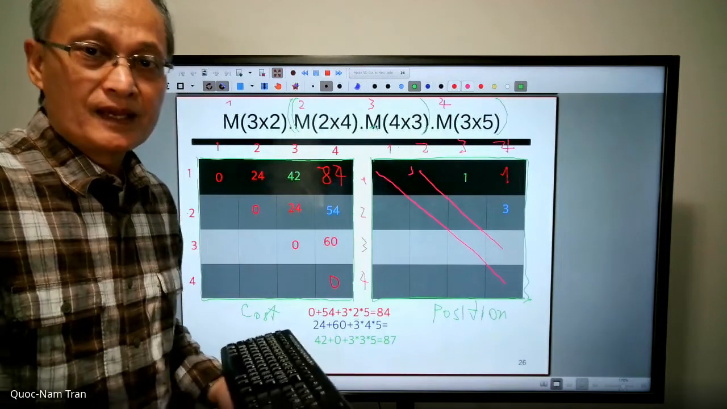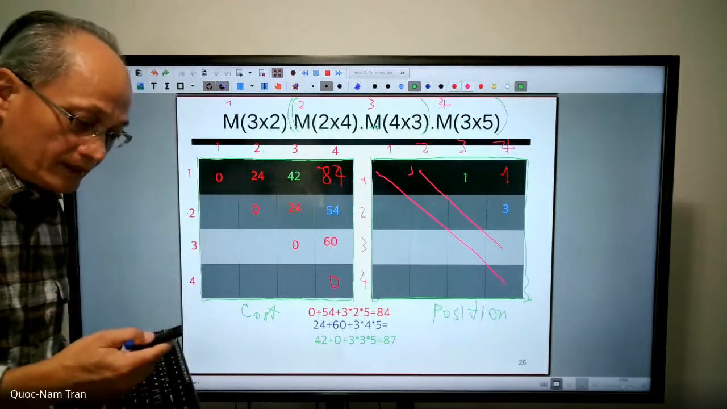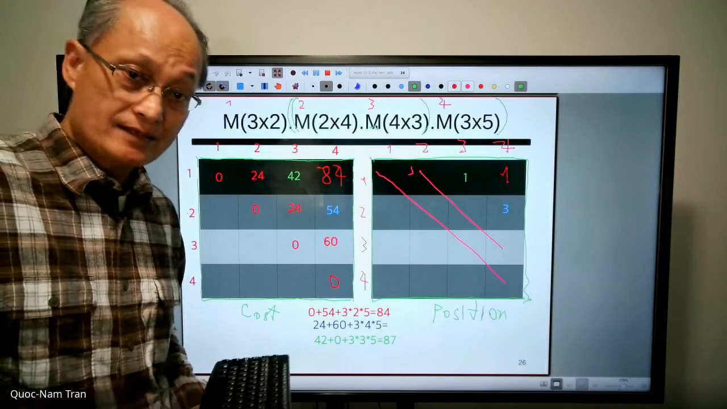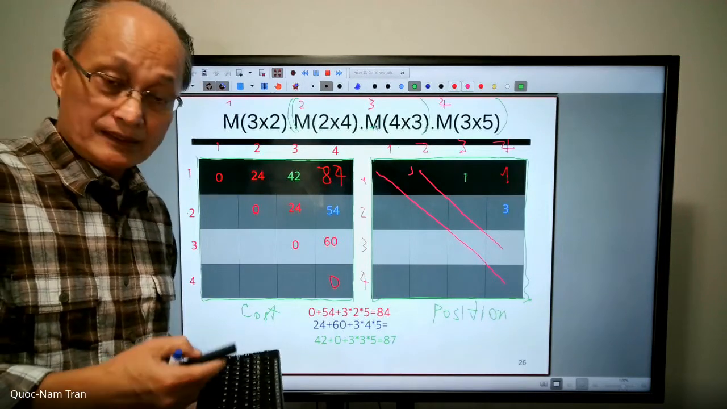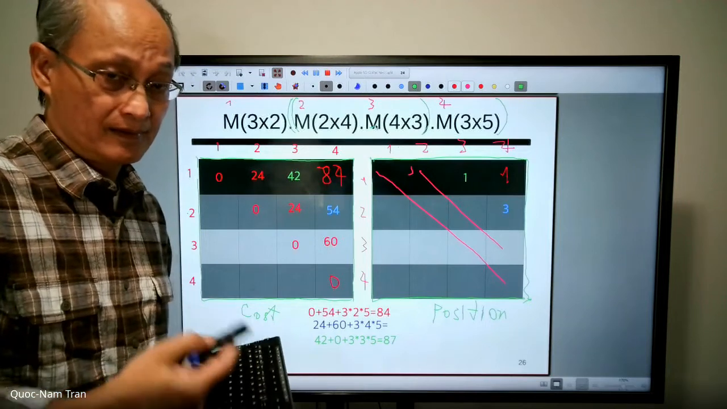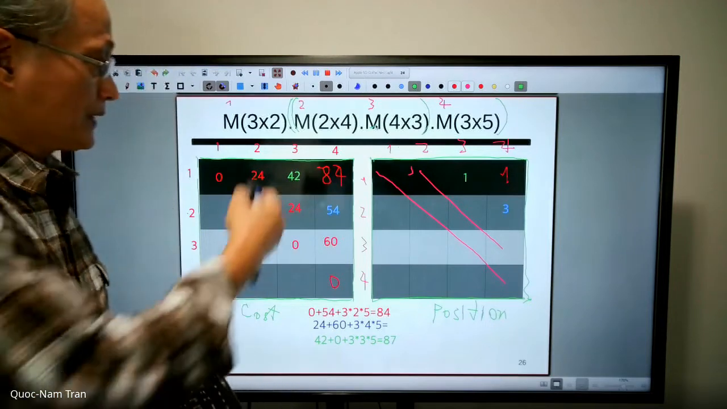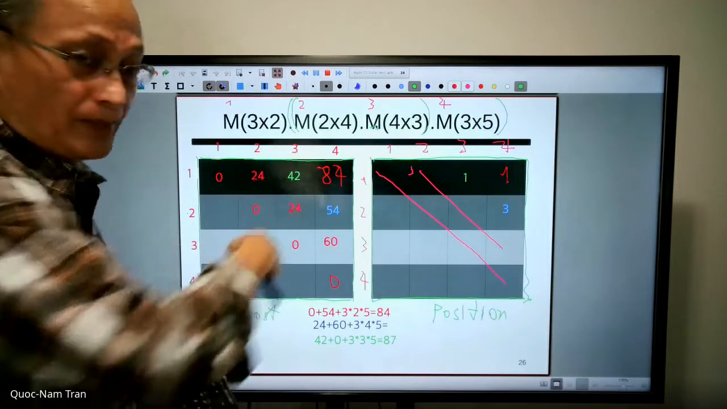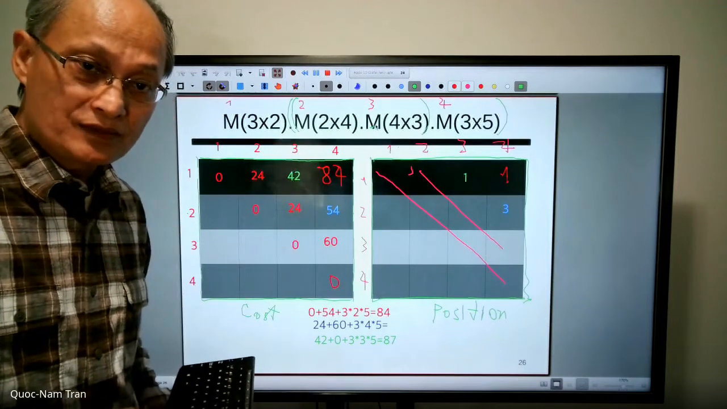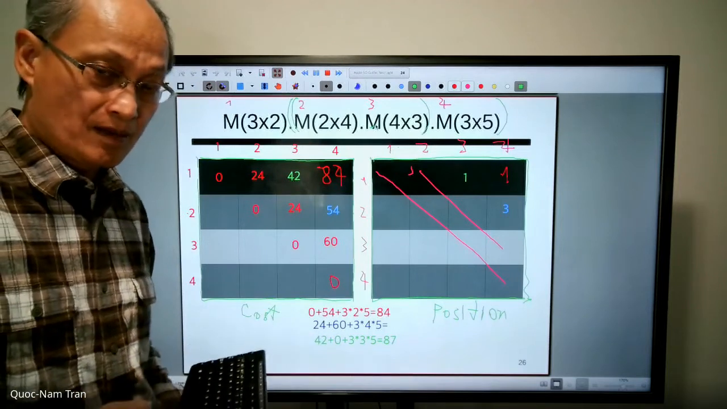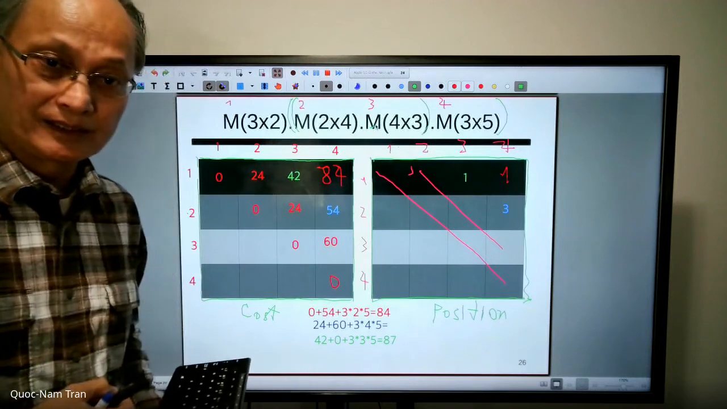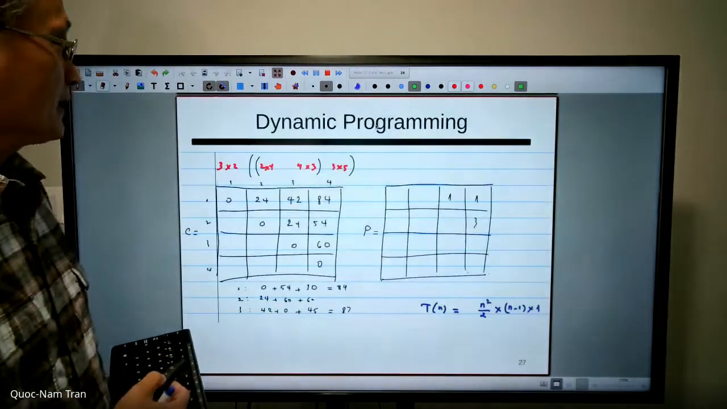Time is almost over, so I will give you one hands-on exercise. You can practice, and on Tuesday, we will continue with this by analyzing the complexity of the algorithm to see whether or not it's better. Actually, it's much better than the divide and conquer. So here is what I have for you.